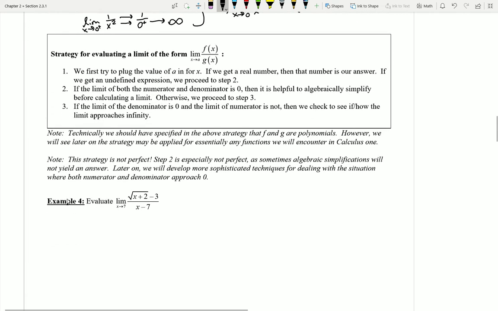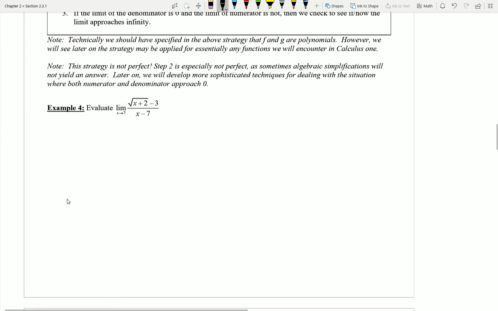But let's try to figure out maybe something like example number 4 and try to see how we can work through this. Okay, let's take a look here at example number 4. We should notice something immediately. Is this a polynomial function that we're taking the limit of? No, because remember that a polynomial function only can have x's raised to powers, whole number powers, and added and subtracted together. That's it. Those are the only options.